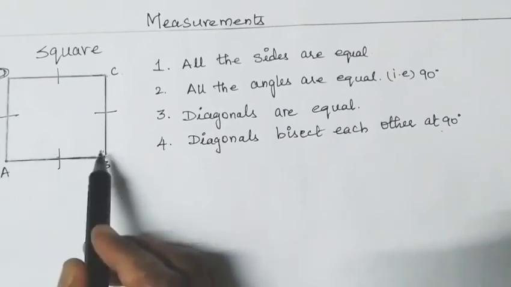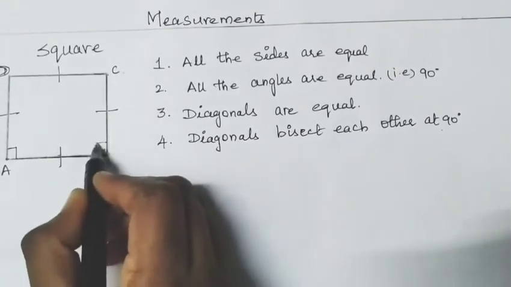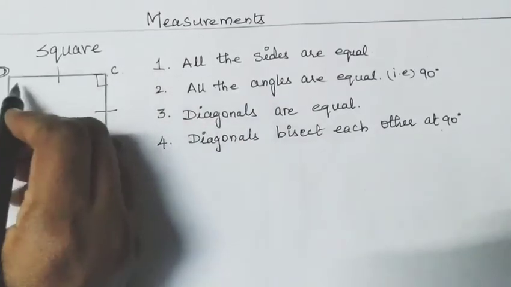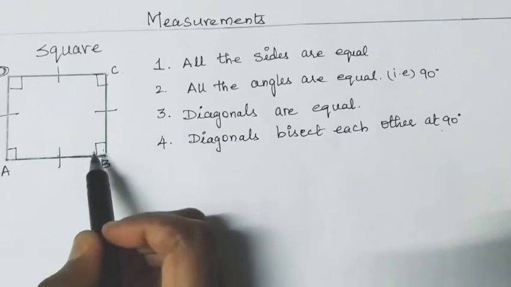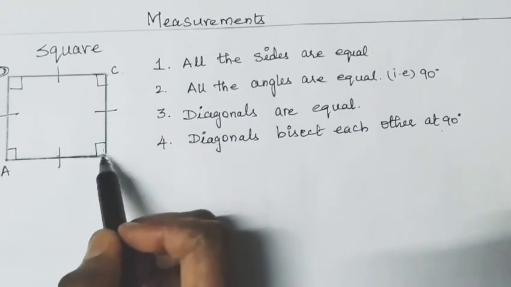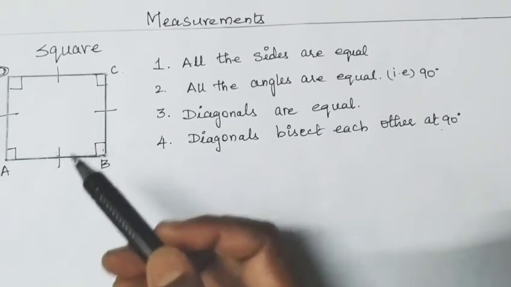So square has four equal sides, opposite sides are parallel, and it has four vertices. And all the angles are equal. Angle A is equal to angle B is equal to angle C is equal to angle D. All the four angles are equal and it is 90 degrees, that is a right angle. Then diagonals are also equal.